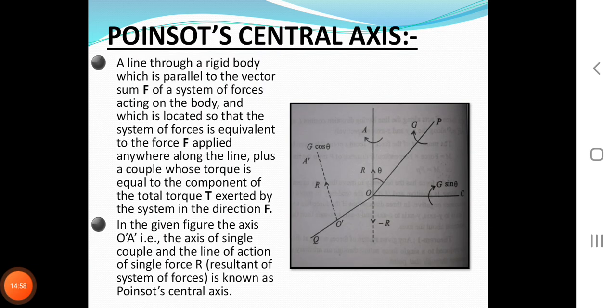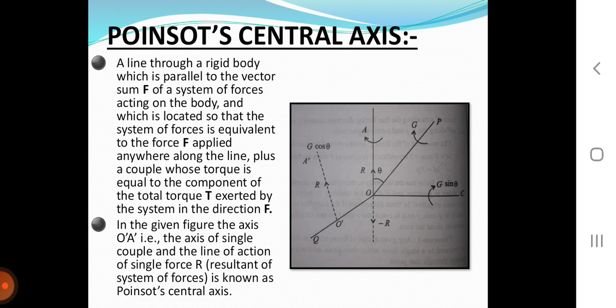Now our next topic is Poinsot's central axis. It is defined as a line through a rigid body which is parallel to the vector sum F of a system of forces acting on the body, and which is located so that the system of forces is equivalent to the force F applied anywhere along the line, plus a couple whose torque is equal to the component of the total torque T exerted by the system in the direction of F.